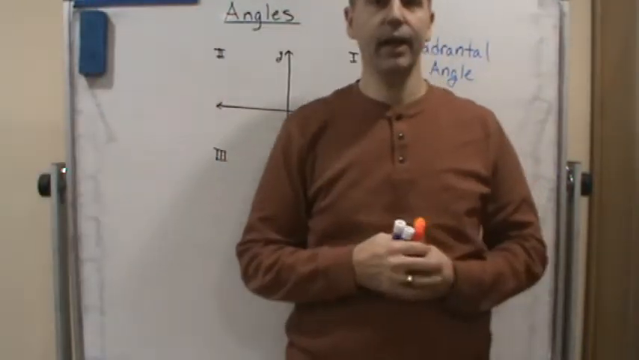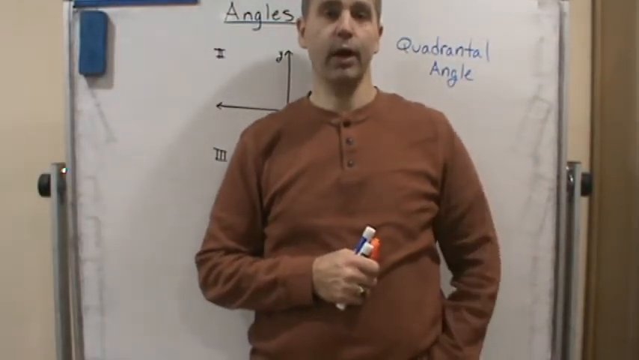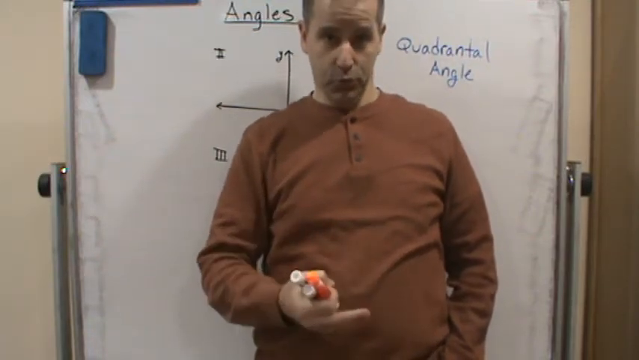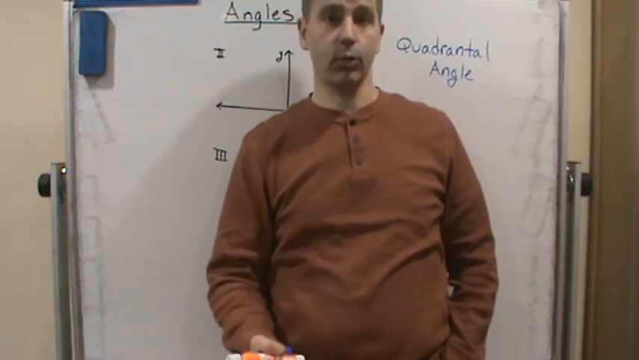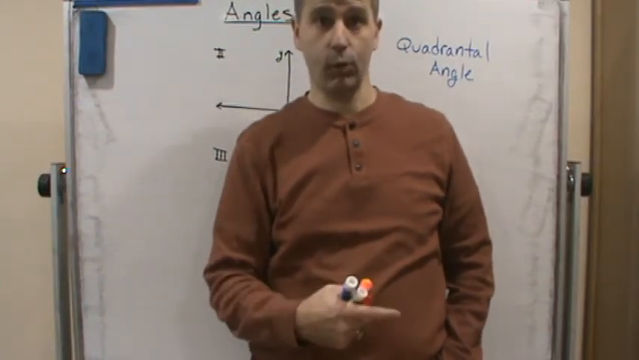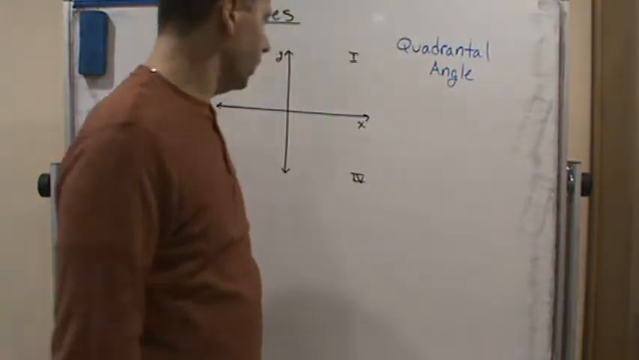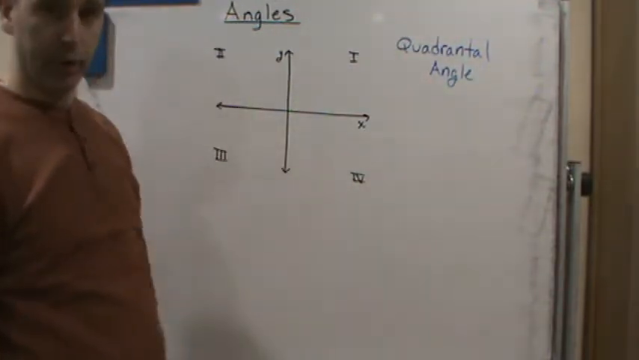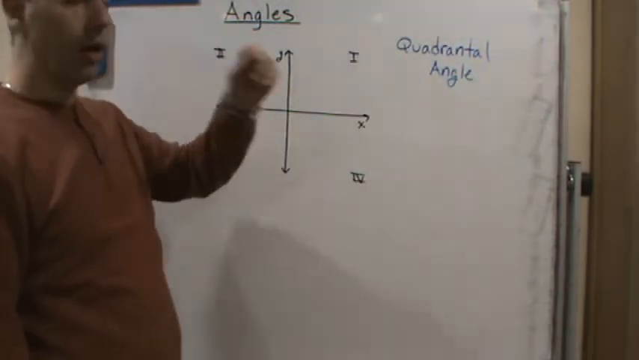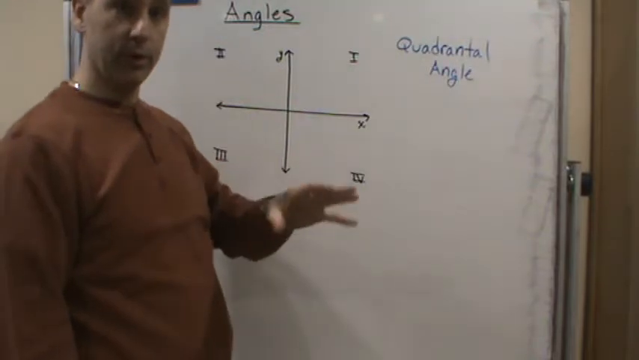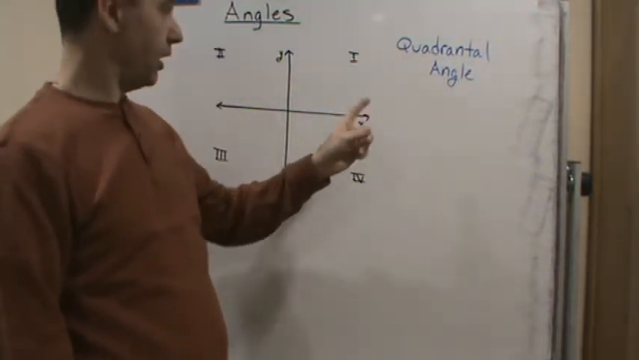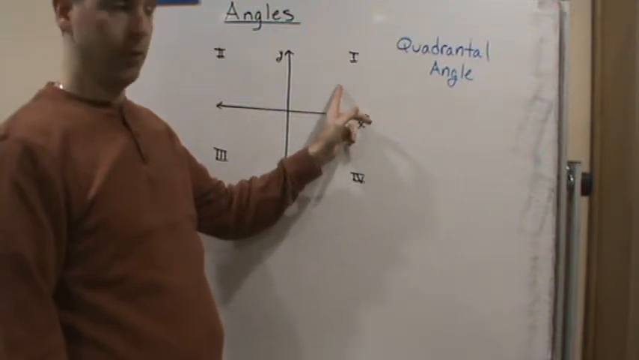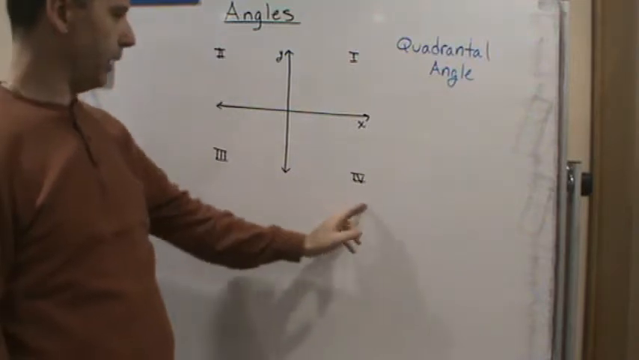Okay, so welcome back. Today we're going to start talking about quadrantal angles, and we're also going to talk about quadrants. To sketch a graph of an angle, we first need to figure out what quadrant it's in. This is the Cartesian plane, an XY coordinate plane, and the quadrants are numbered counterclockwise, starting with the upper right quadrant. So this would be 1, 2, 3, and 4.